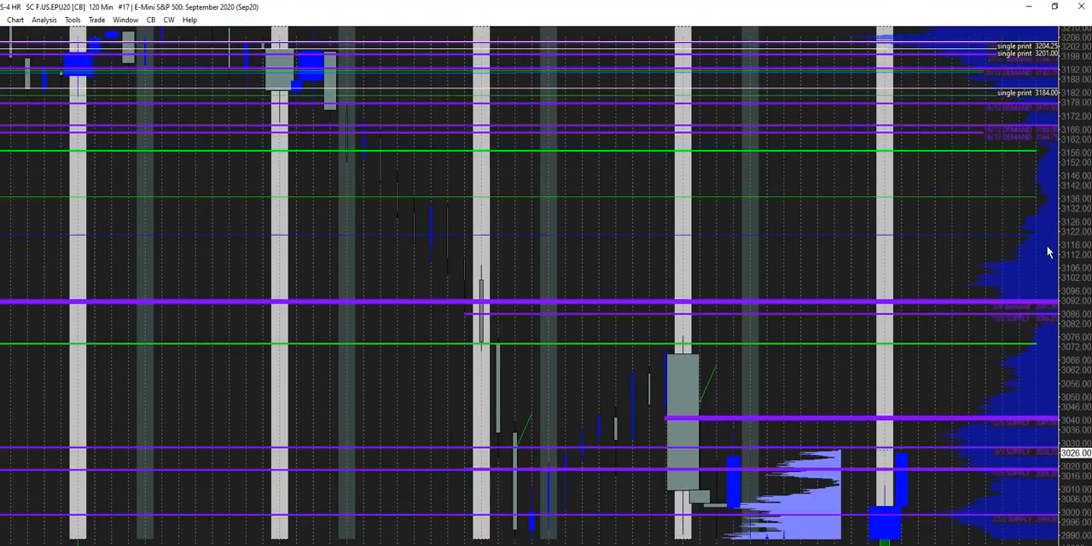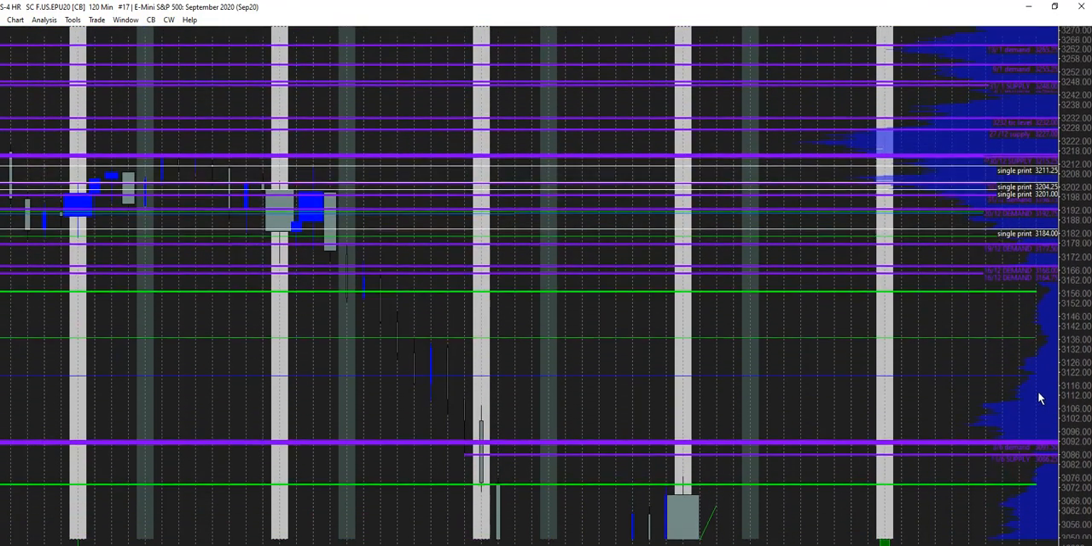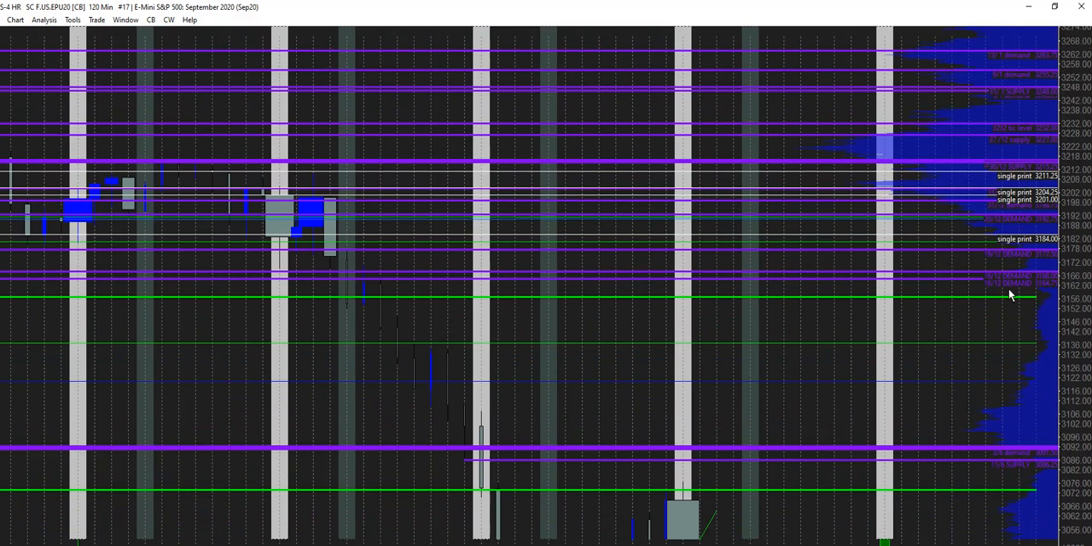I know there's a lot of lines here, but unfortunately, it's just because I have demand zones going back all the way to December, you know.